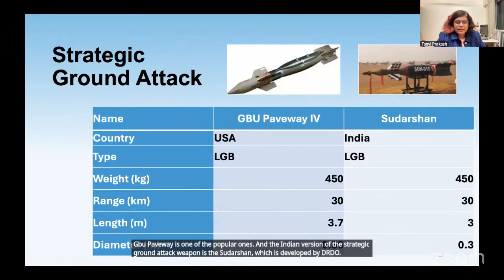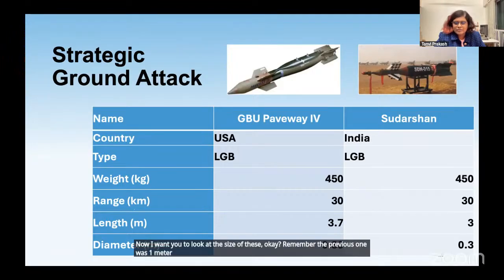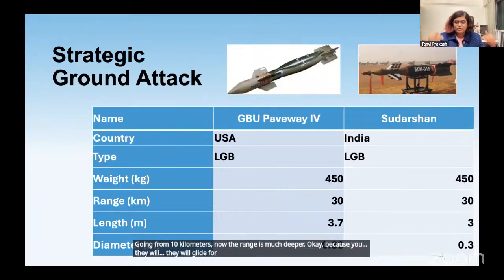Now I want you to look at the size of these. Remember the previous one was 1 meter, 1.5 meters. These are straight away double, triple. They are 3 meters, 3.7 meters. Their range is also now triple. Going from 10 kilometers, now the range is much deeper, because they will glide for some distance before they hit their target.